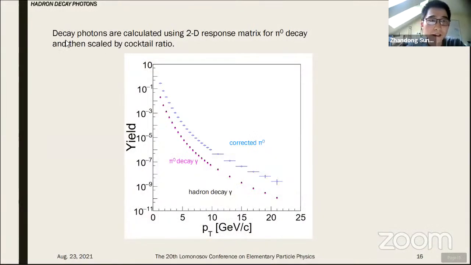All right, so in this plot, we have corrected pi0 with the statistical uncertainties on it. It decays to pi0 decay gamma, the magenta, and I scaled it by the cocktail ratio. As a result, we have the hadron decay gamma.